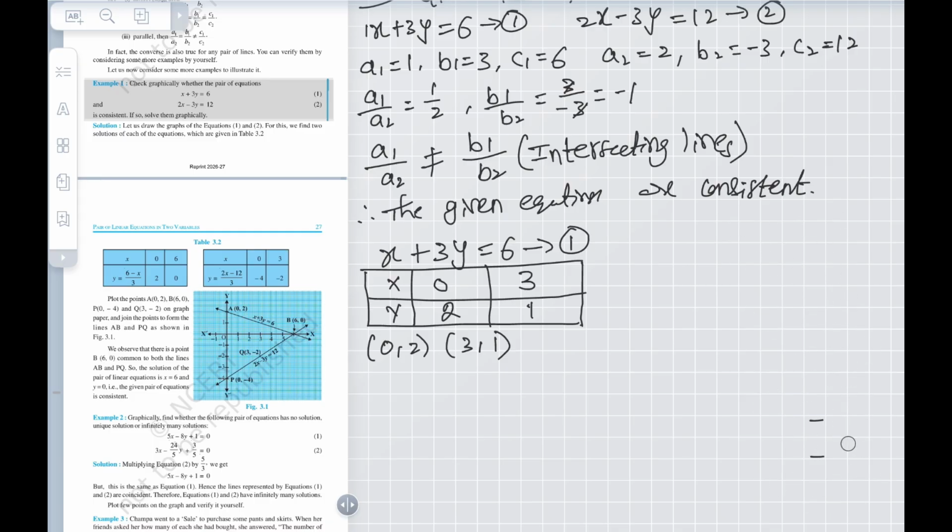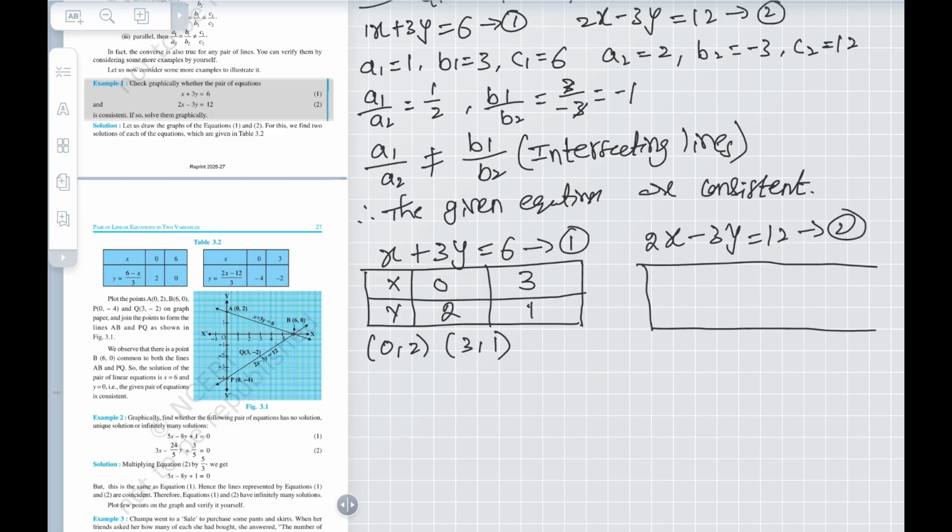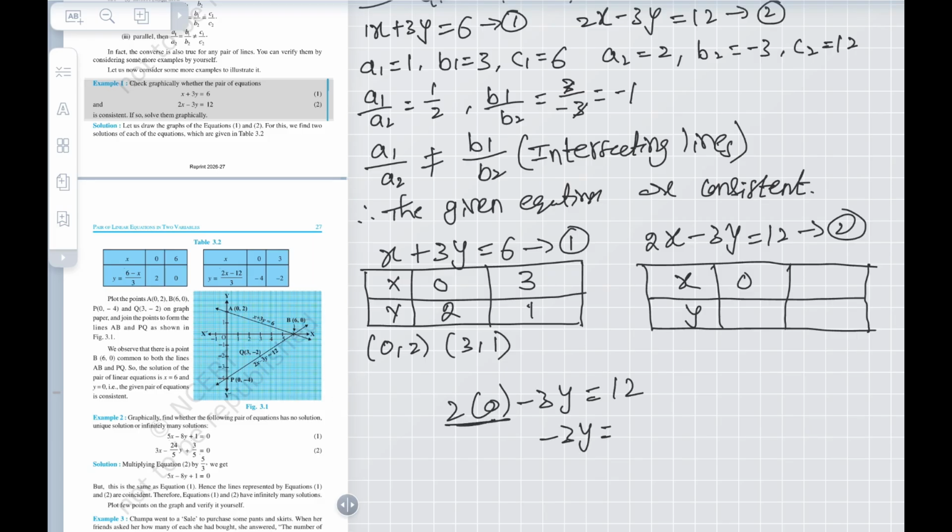2 points are enough. Now let us find 2 points for the second equation, 2x - 3y = 12. This is the second equation. Here also it is my wish what to take. Don't take what I tell, you can take whatever you want. Just you need to know how to place the points. 2 points are enough to form the line. I take x value completely 0. Then 2 into 0 is 0, so minus 3y = 12 remains.